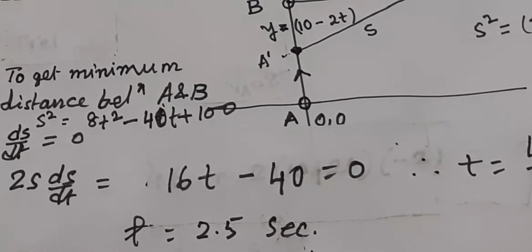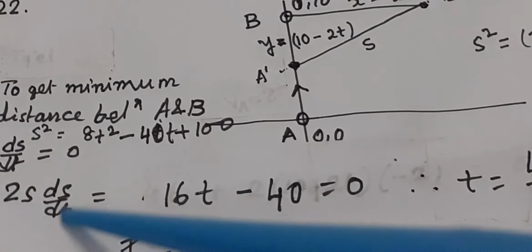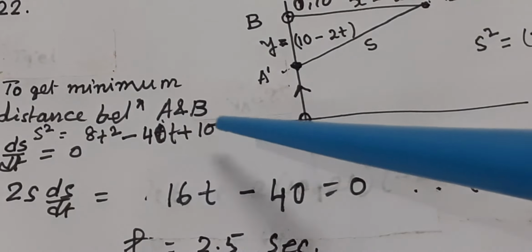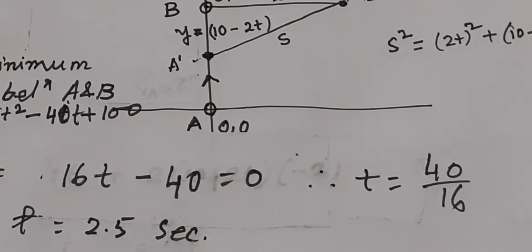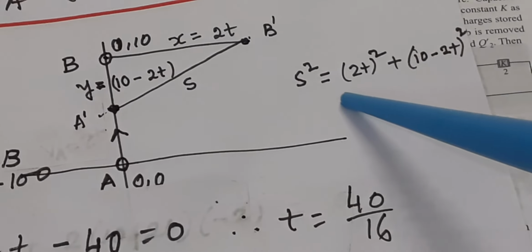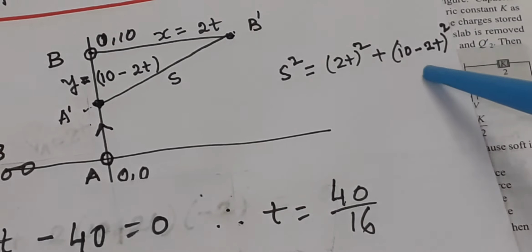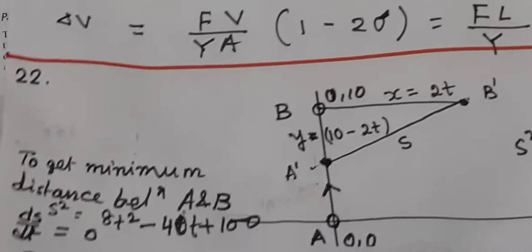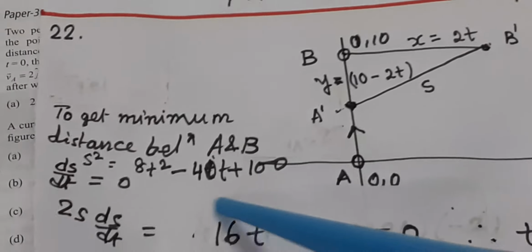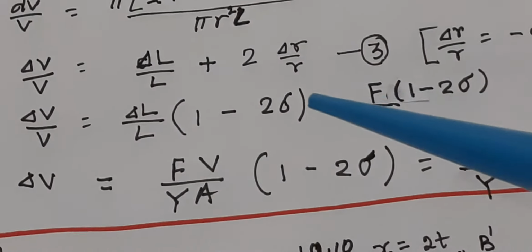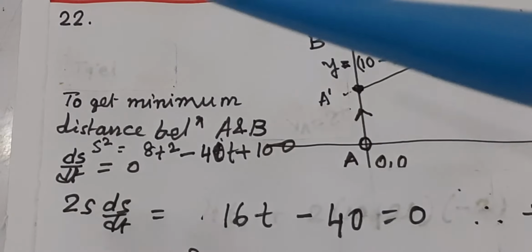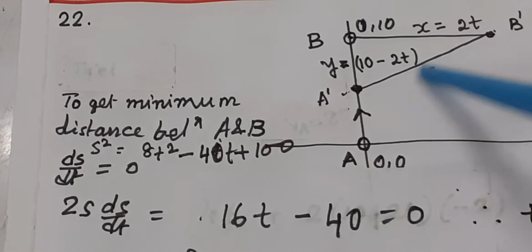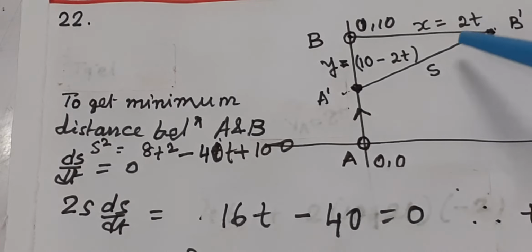Simplifying this, you will get an expression like this: S square equal to 8t square minus 40t plus 100. You can do this mentally: 4t square will come, another 4t square will come here, 8t square. Similarly minus twice 10 times twice t, that will give you minus 40t, plus 100. This is the simple thing. Then we have to use differentiation to get the least distance between these two. There will be a situation when at a particular time the distance between A dash and B dash will be minimum.